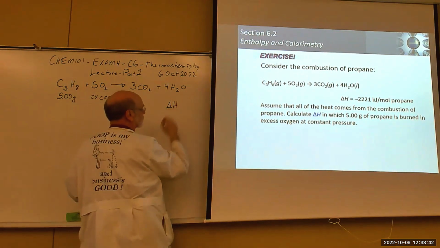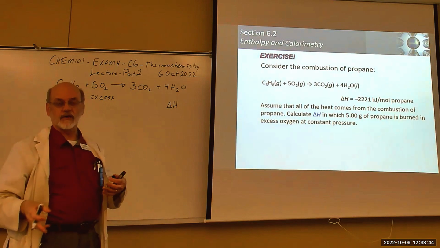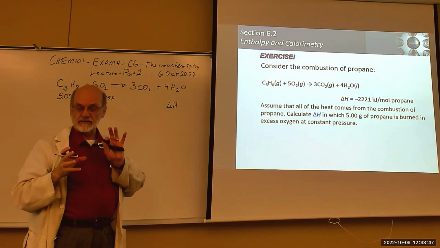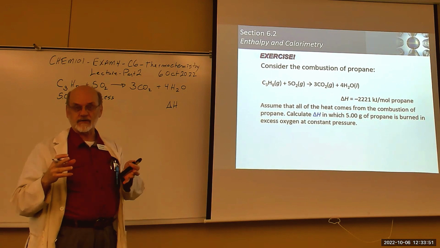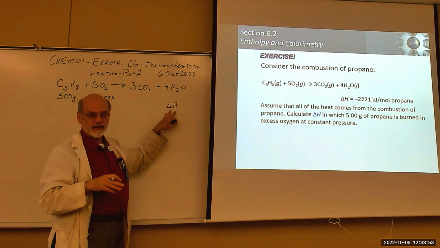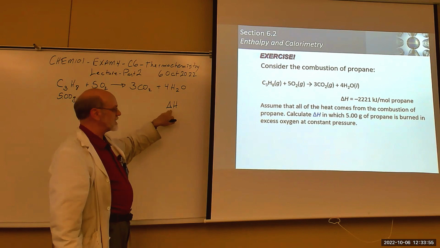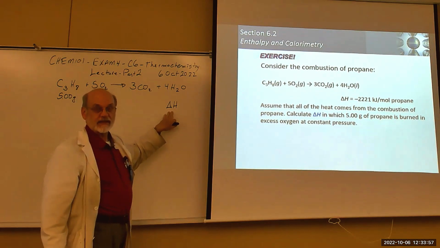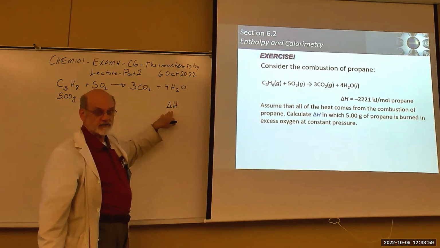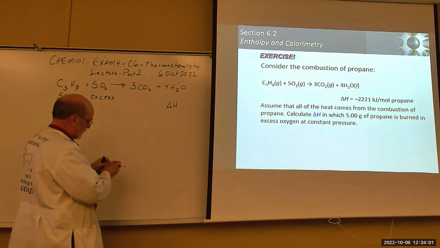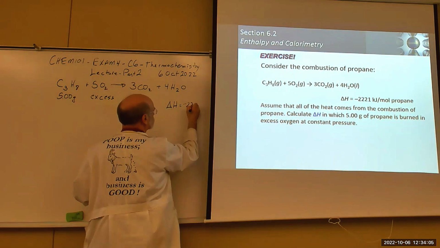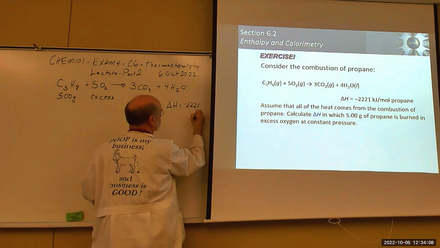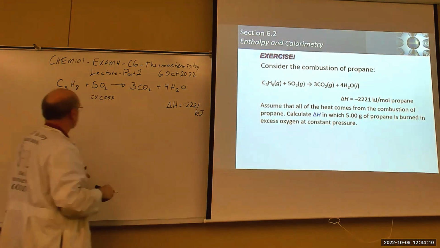Remember, Q is heat. Q is actual heat transfer between 2 objects, 2 substances, 2 regions that are at different temperature. Delta H is enthalpy. This is the potential heat that can be generated from this reaction. And that's minus 2,221 kilojoules. Okay.